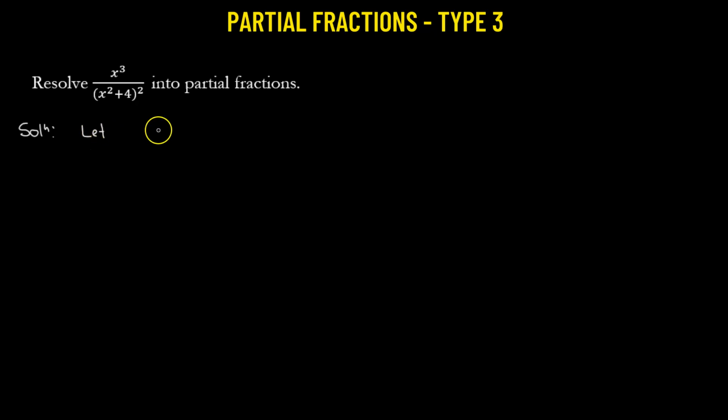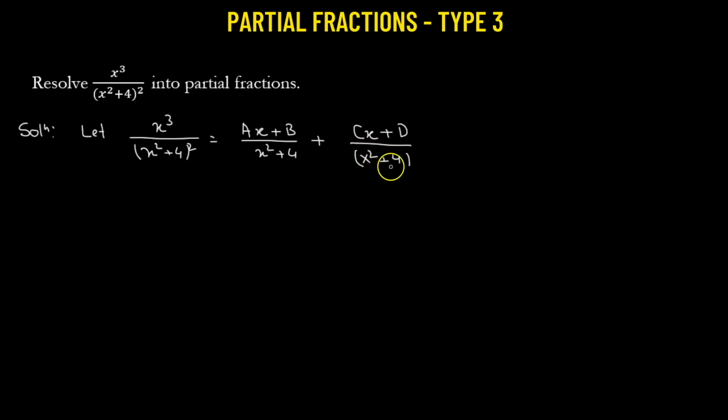So let us suppose that the original rational fraction, which is x cubed divided by (x squared plus 4) whole squared, can be resolved into two partial fractions as (ax plus b) divided by (x squared plus 4). So this is going to be the first partial fraction. Since x squared plus 4 is a quadratic factor, we'll have to use a linear term in the numerator, that's ax plus b. Then we have another linear term in the numerator, given by cx plus d, because we're going to have another quadratic factor in the denominator, which is repeating twice.